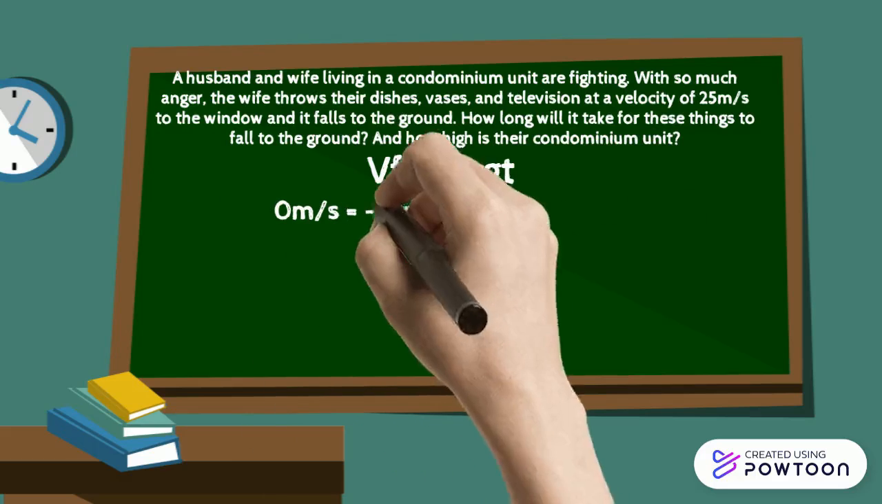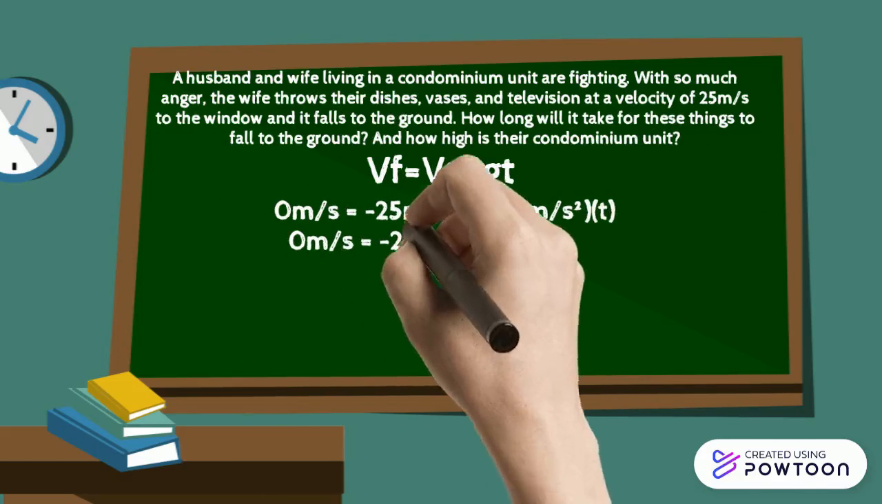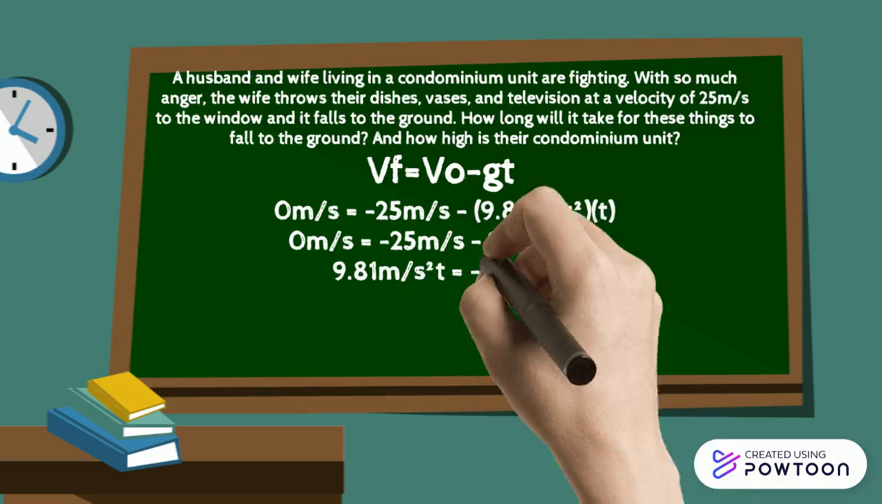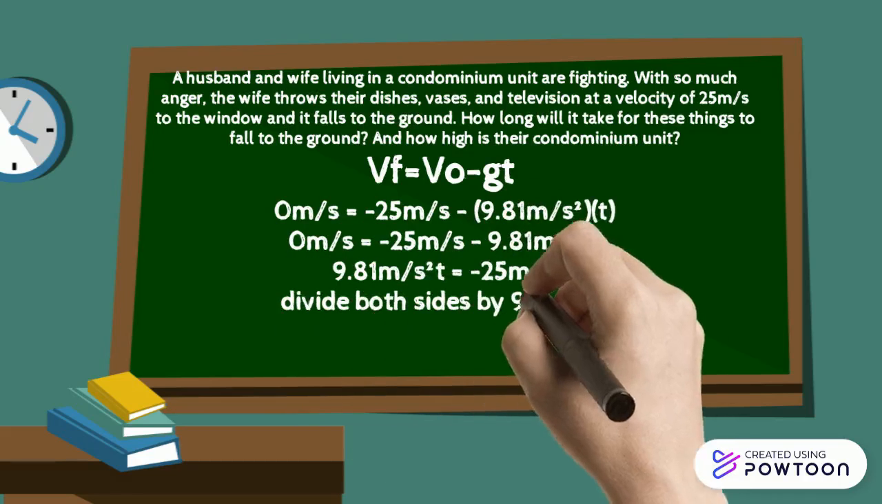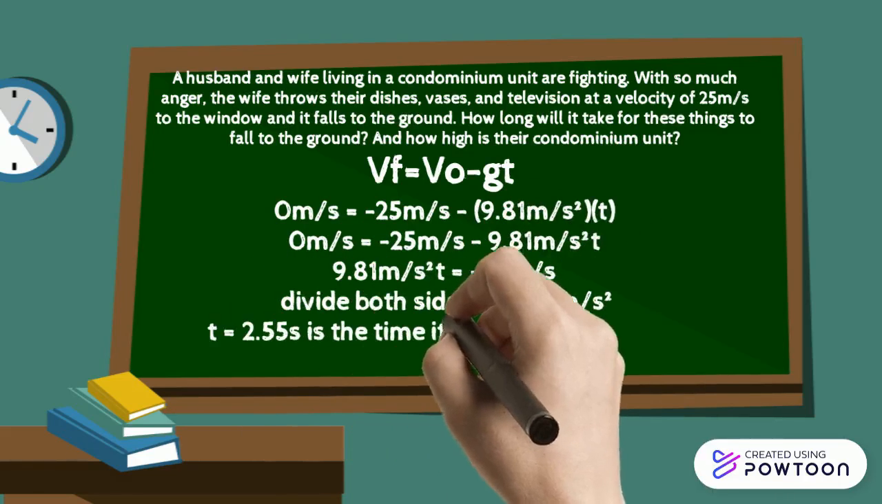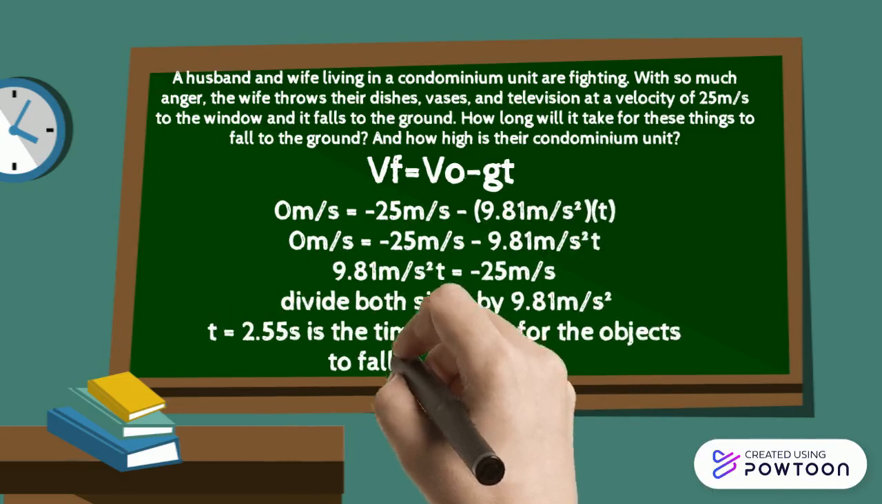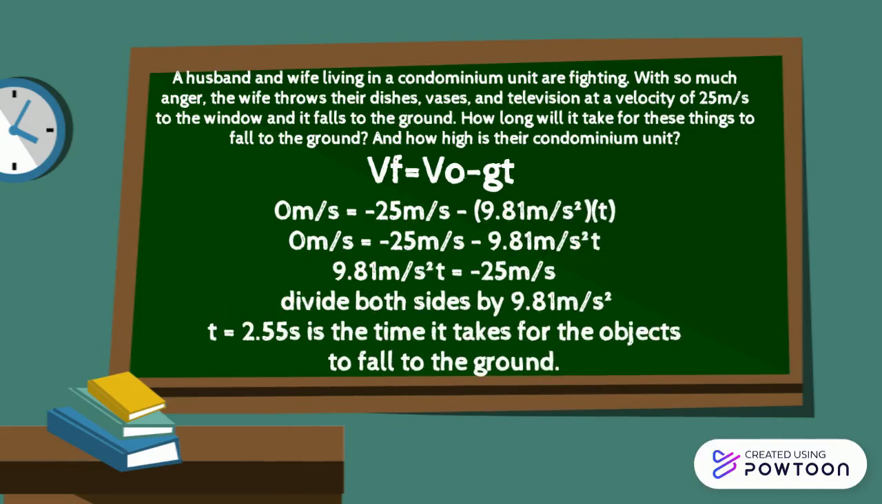Now let's substitute all the values that we have. Now the missing variable is t, which is the time. Let's solve for t using the rules of algebra. So we can come up to the final answer, which is 2.55 seconds.